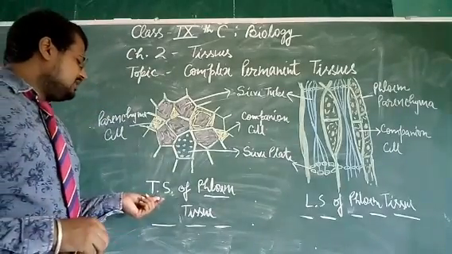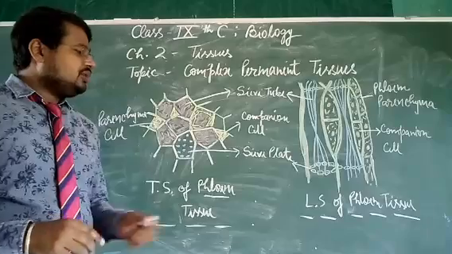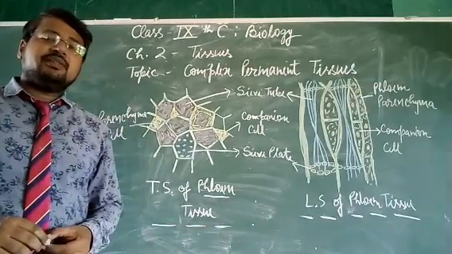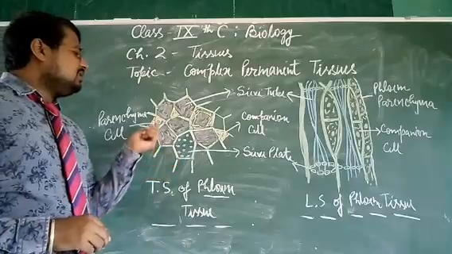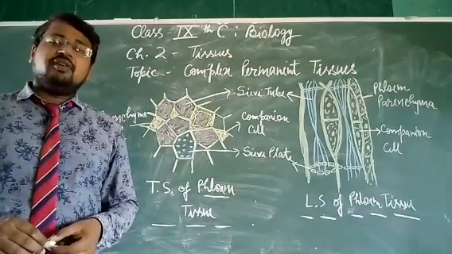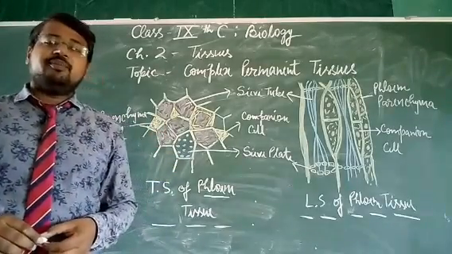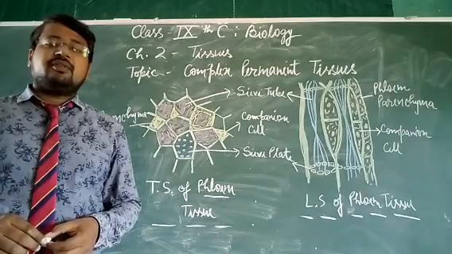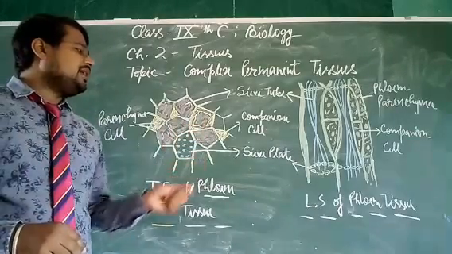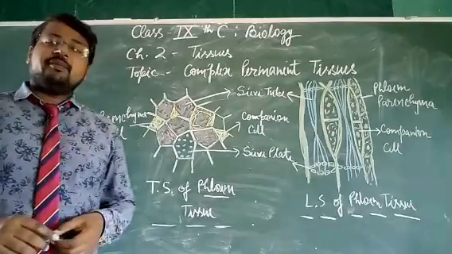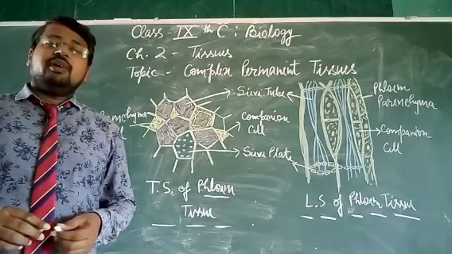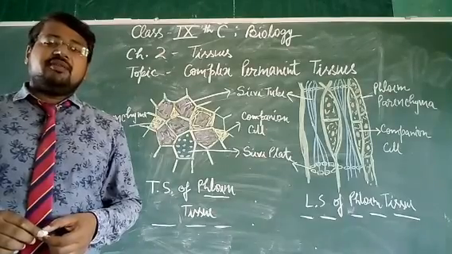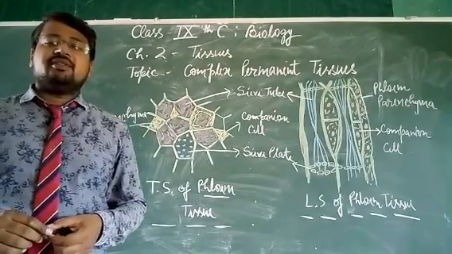First, we need to understand this transverse section of phloem tissue and this longitudinal section of phloem tissue. It will help us in understanding the complex association of these four types of tissues, how they help in conduction of food. What is the exact role of sieve tube, companion cells, sieve plate, parenchyma cells, and how the cumulative effect ensures the availability of food in each and every cell of the plant.